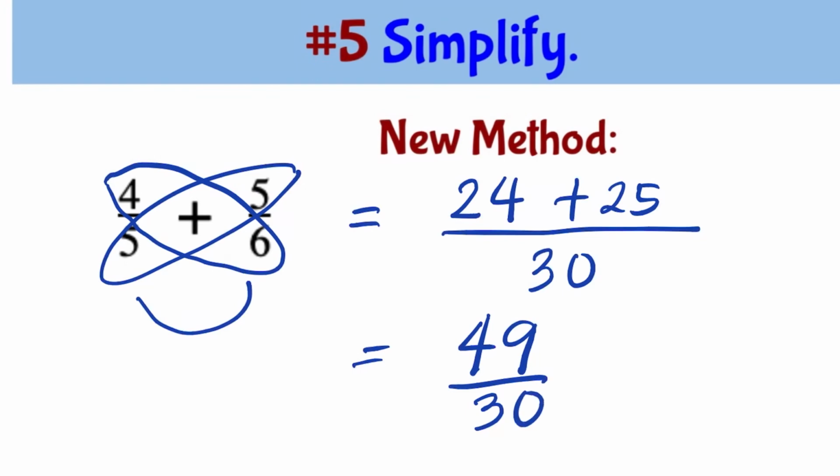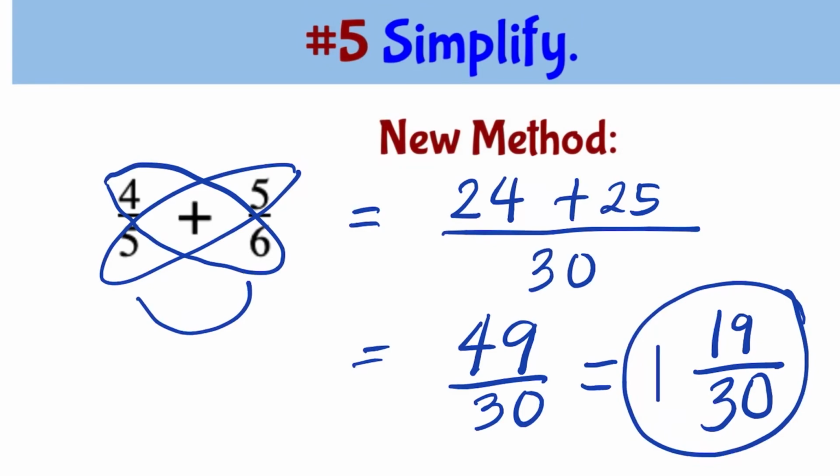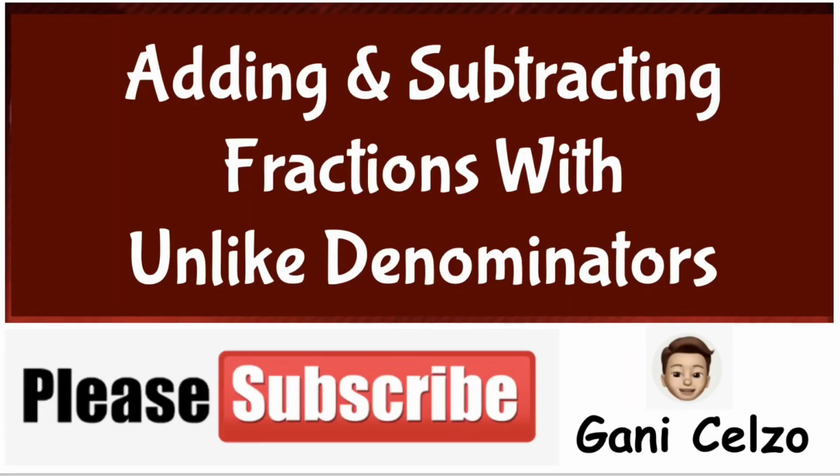Since it is an improper fraction, we need to change it into a mixed number. How many 30s can go into 49? Once, right? And the remainder is 19. So 19 over 30. Again, 30 can go into 49 once, and there's a remainder of 19. So the answer is 1 and 19 over 30. Now that we have compared the traditional method and Gandhi's method, which one do you think is easier?